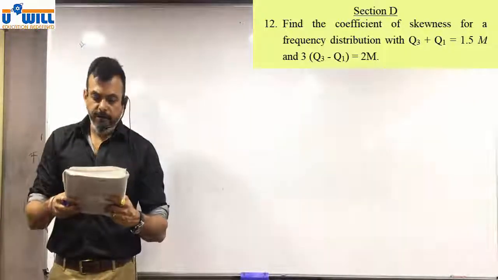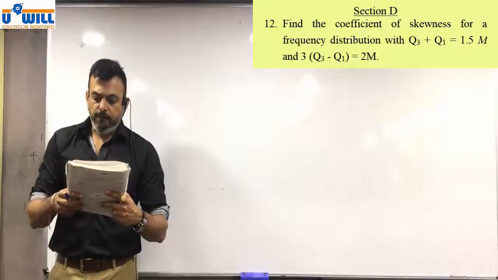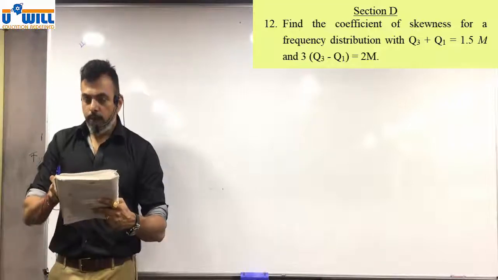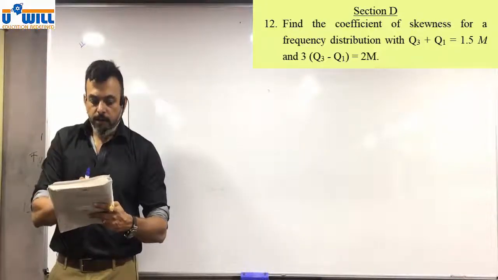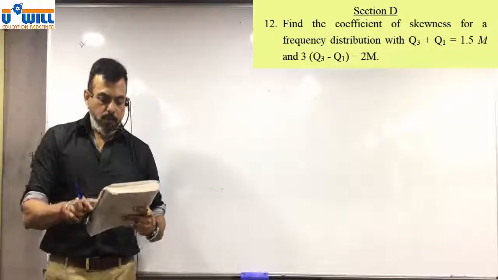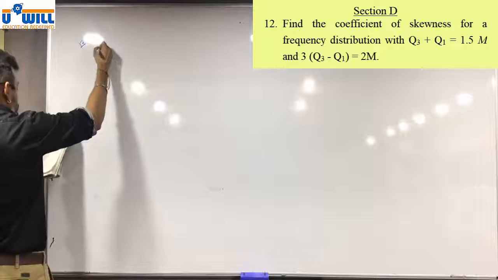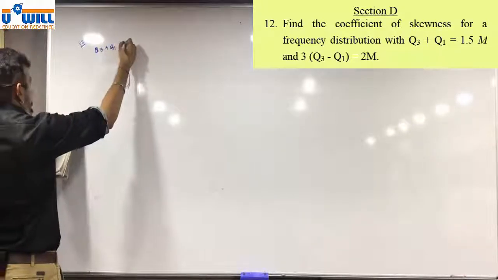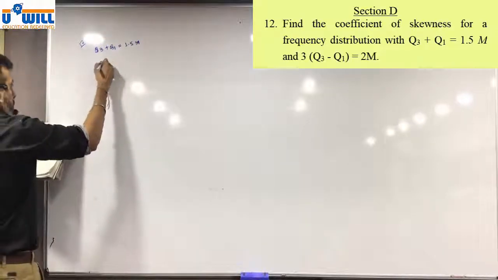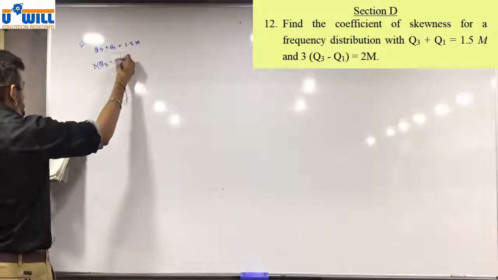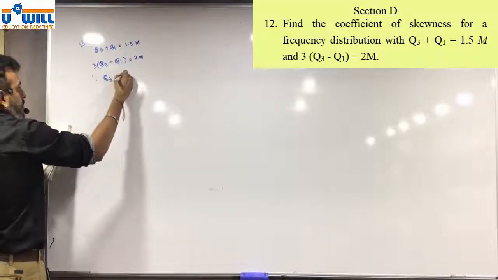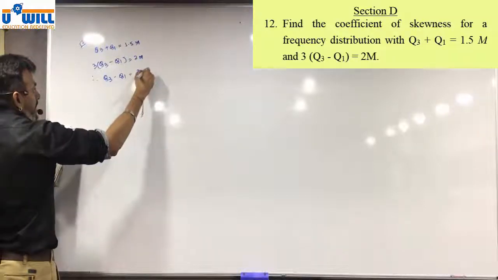12. Find the coefficient of skewness for a frequency distribution with Q3 plus Q1 is equal to 1.5m and 3Q3 minus Q1 is equal to 2m. Now let's write this first. Q3 plus Q1 is equal to 1.5m and 3Q3 minus Q1 is equal to 2m. Therefore, can I say Q3 minus Q1 is equal to 2 by 3 median?